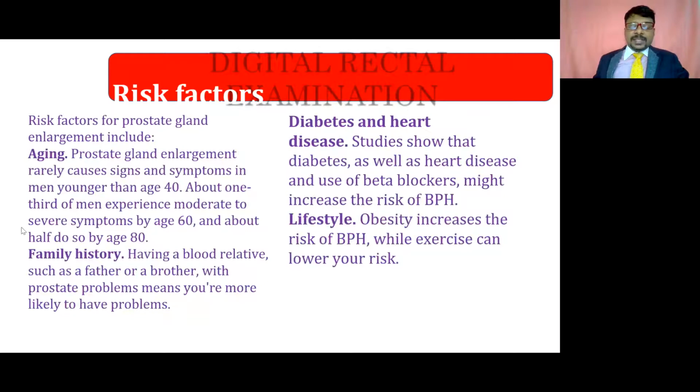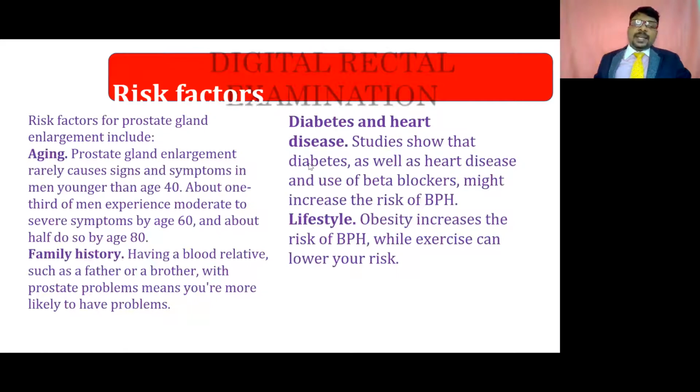And also family history. Having blood relatives such as a father or brother with a prostate problem means you may have the problem too. So if any brother or father has the same problem, you may get prostate enlargement. Other comorbidity factors, such as heart disease and diabetes, are also causative factors for prostate enlargement.